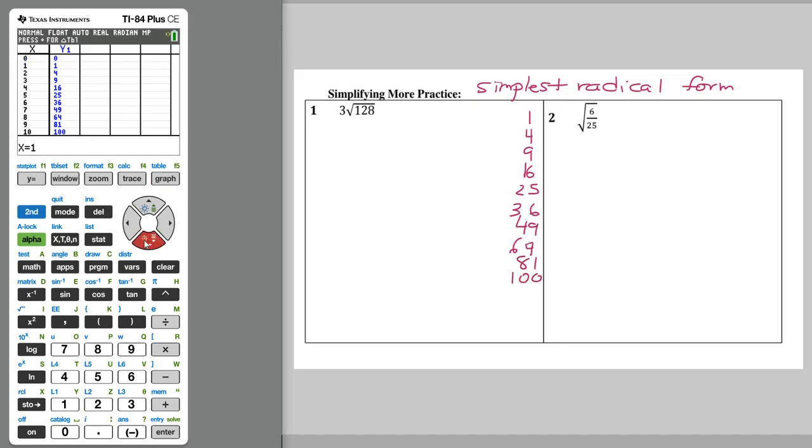So let's move down until I get, and again, I'm copying the perfect squares down. All right, 121. That's going to be the highest possible number, but it's probably not going to go into 128.